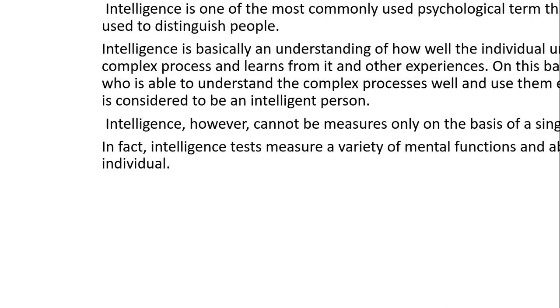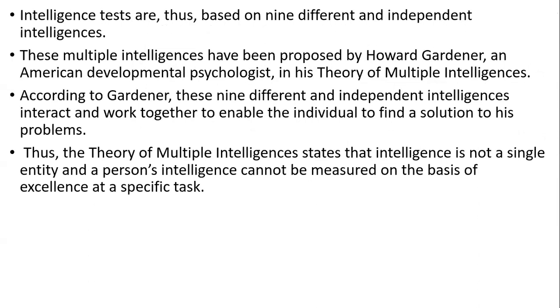So we have to use different ways, like certain behaviors. We have to give them some activities, and we have to give some situations to see how well they behave in the situation, what kind of decisions they take, what kind of solutions they take to the problem. Therefore, we can measure intelligence in different ways, not only from this test, right? So then, intelligence tests are thus based on different and independent intelligences, right?